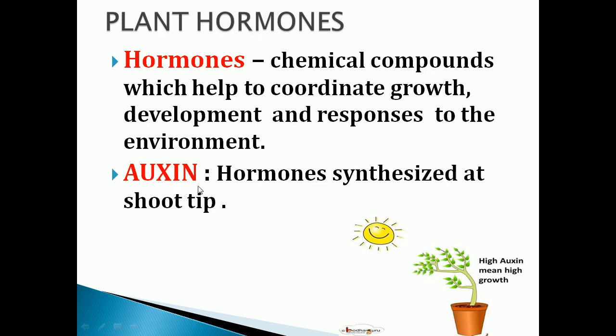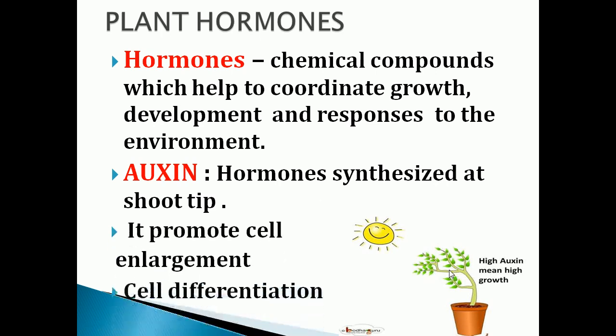auxin. Auxin is the hormone which is synthesized at the shoot tip. It promotes cell enlargement, cell differentiation and fruit growth. So this is the function of auxin. The hormone auxin is synthesized at the shoot tip of the plant, which promotes the enlargement of the cell, differentiates the cell, and helps in the growth of the fruits in the plant.